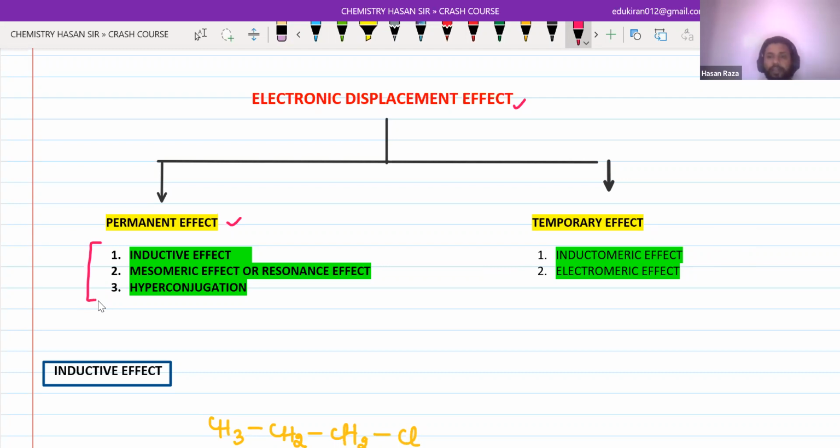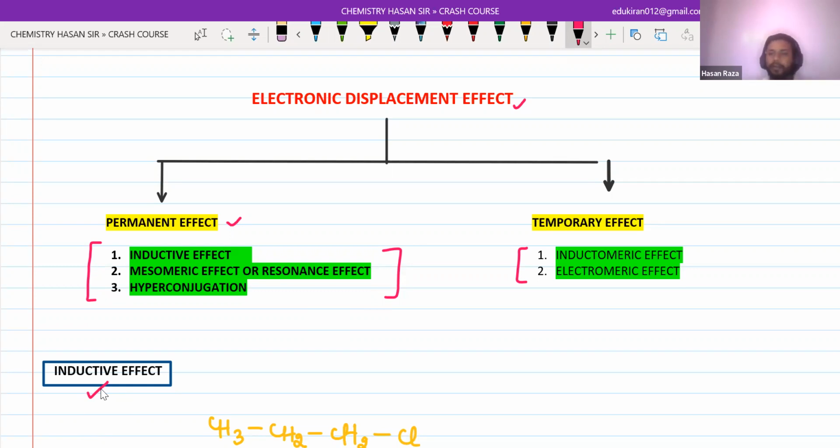That is inductive effect. One by one, we are going to study this inductive effect, mesomeric effect or resonance effect, you can say, hyperconjugation, and the temporary effects, inductomeric effect and electromeric effect. So we don't need to study these temporary effects, but we need to study deeply these three, because these three are very, very important. So first of all, I'm going to start with the inductive effect.